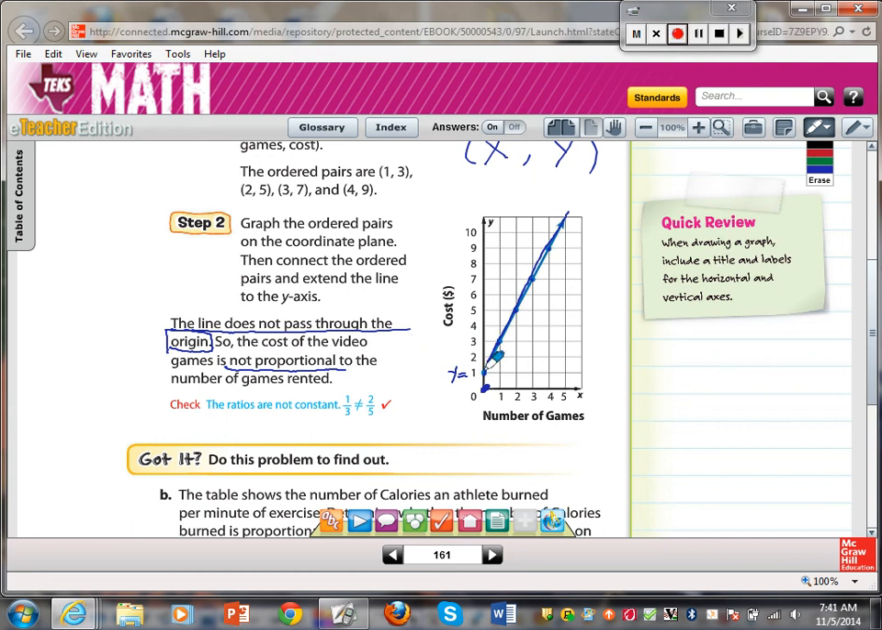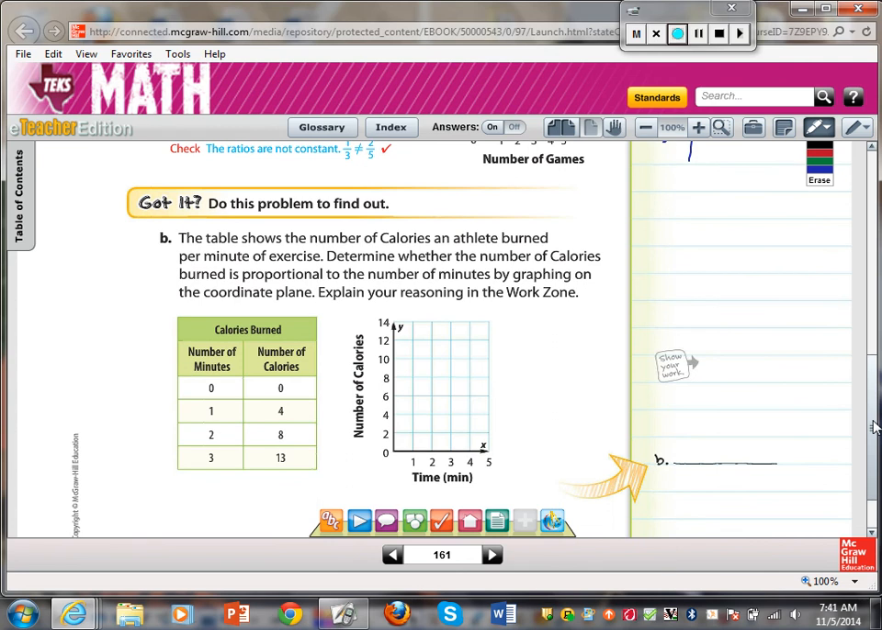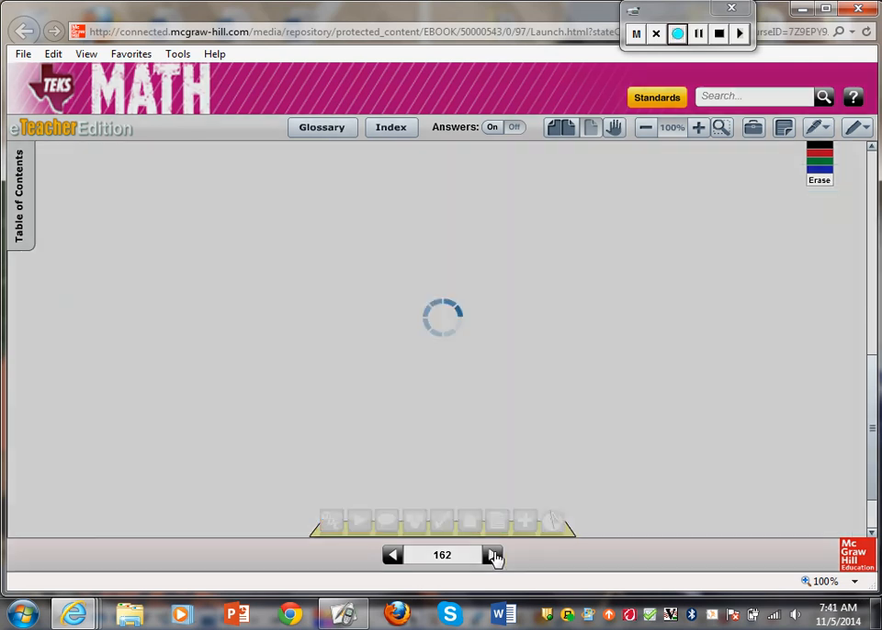So you're looking for a straight line that passes through the origin. And the reason we say pass through the origin rather than start at the origin is because when you have all 4 quadrants like this, the line can actually go straight through the origin and not actually start at the origin. All right, so that should be enough for you guys to start your Got It problems here. Let's go to the next page.